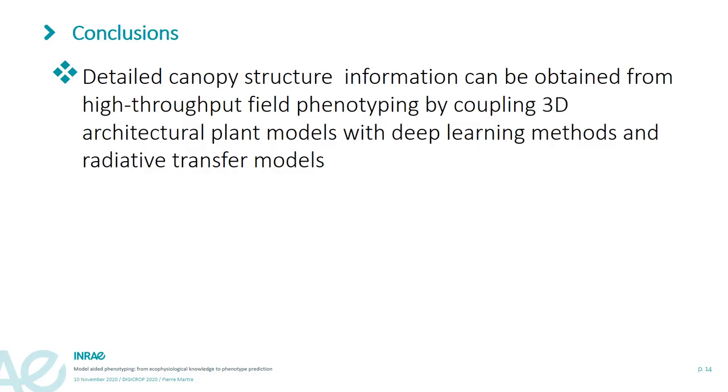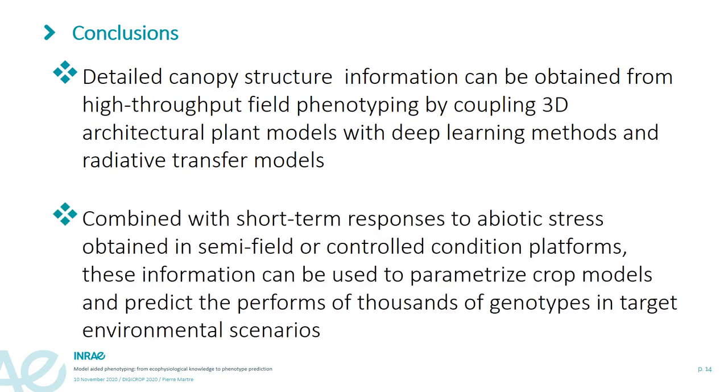So to conclude, detailed canopy structure information can be obtained from high-throughput field phenotyping by coupling 3D architectural plant models with deep learning methods and radiative transfer models. Combined with short-term responses to abiotic stress obtained in semi-field or controlled condition platforms, this information can be used to parameterize crop models and predict the performance of thousands of genotypes in target environmental scenarios.